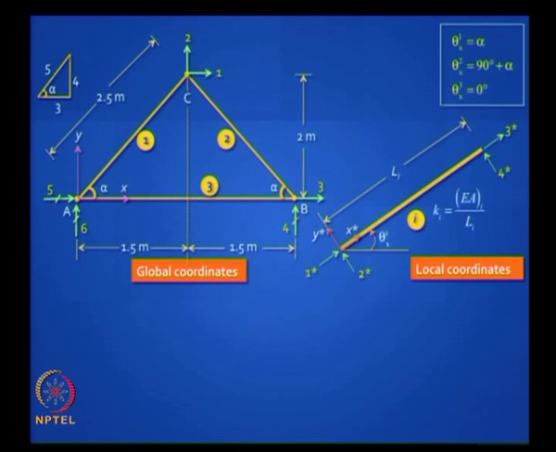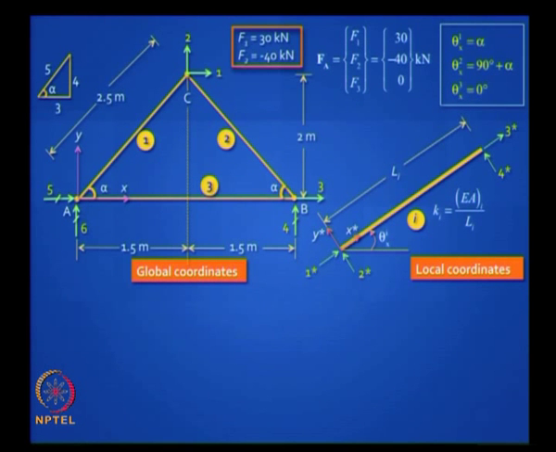Now what do you do? Write down your TD matrix. How would you do that? Can you tell me what is a TD matrix for an inclined truss element? Cos. There you are. So your loads are given in this problem. F1 is 30 kilonewton, F2 is minus 40.